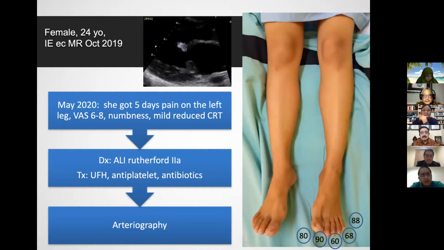We diagnosed the patient with Rutherford 2A. We gave fractionated heparin, antiplatelet, and also antibiotics. Then we performed urgent arteriography. You can see here that the left leg showed a decrease of the saturation.